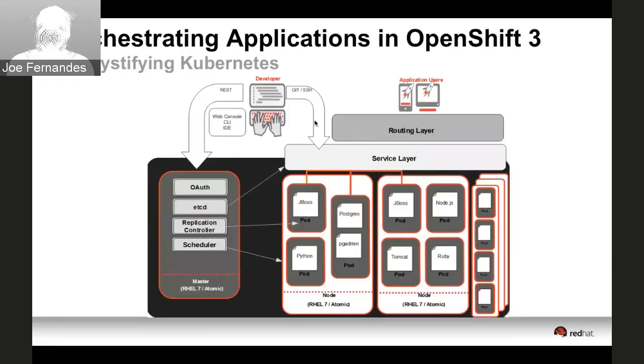And then there's really two layers, and I should probably change the way this looks, but the service layer is basically how all of these services know about each other, right?